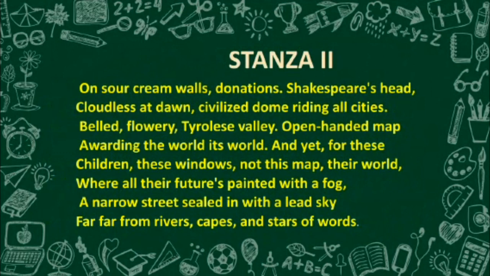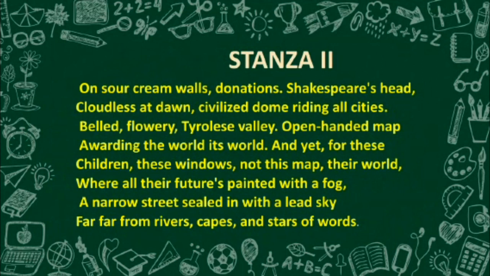And there is a world map telling the people about the world in which they live. And yet, although there is a world map, for these children, these windows, not this map, are their world, where all their future is painted with fog. According to the poet, that world map hung on the wall has no relevance, is meaningless for these children. Why? Because the slum area in which they live is not at all mentioned in the world map.